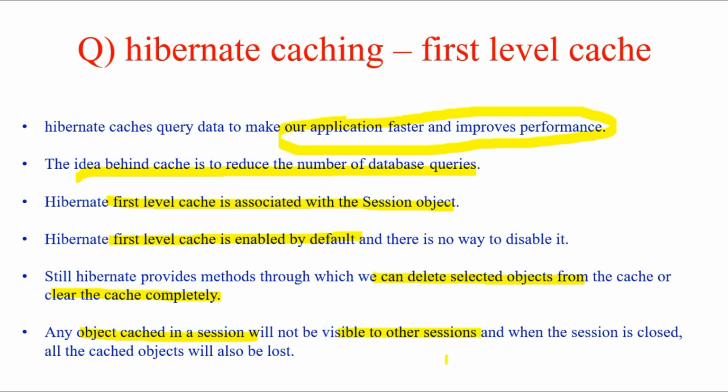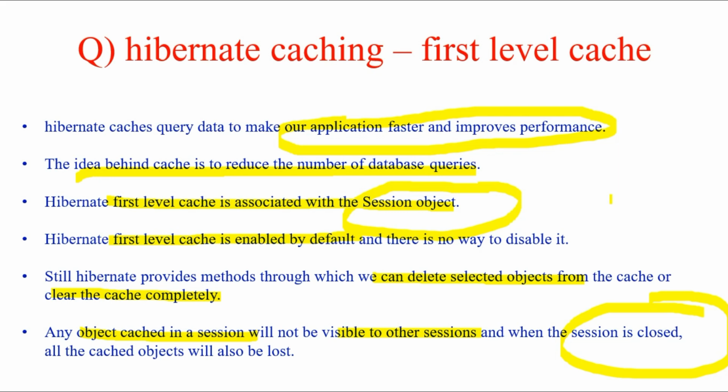Why? This is a very important interview question. An interviewer may trick you by asking that if the first level cache is associated with a particular session object, will the object being cached be visible to another session, or what will happen when the session is closed? The answer is that if an object is in your first level cache, it won't be visible to another session. Simultaneously, if your session is closed, all the cached objects in the first level cache will be lost. This is a very important thing to understand about the first level cache. As soon as your session is closed, everything is gone.